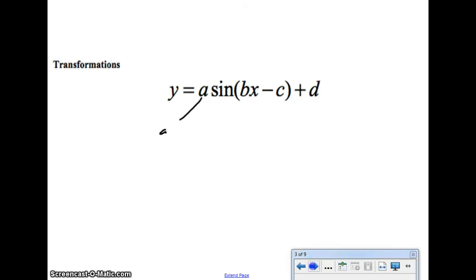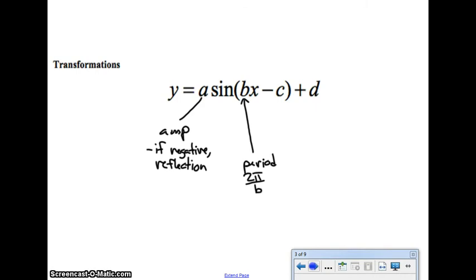A is our amplitude. Also, if A is negative, we would have a reflection, and that would be evident in our guide. And I'll show you an example of that here. B is going to tell us what our period is. And our period is 2 pi over B. That's the equation for period. Everything inside the parentheses, so whatever you're taking the sine or the cosine of, this tells you the interval.